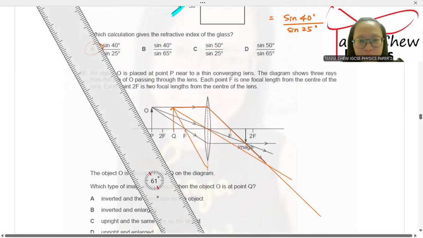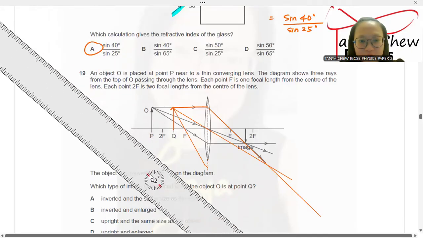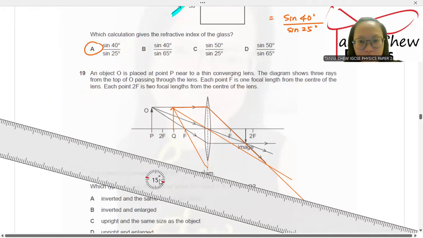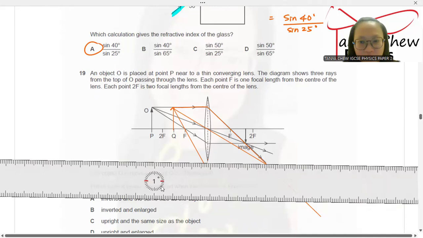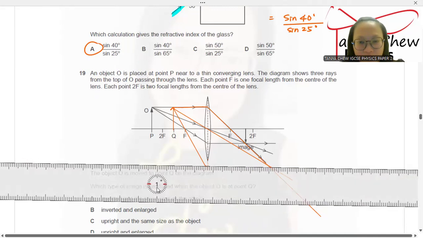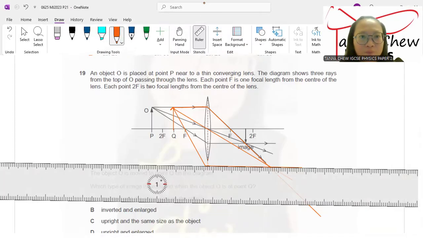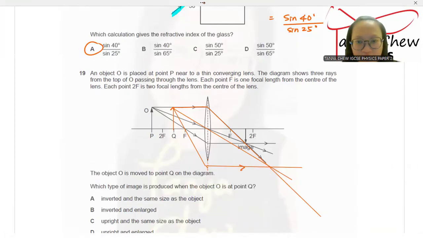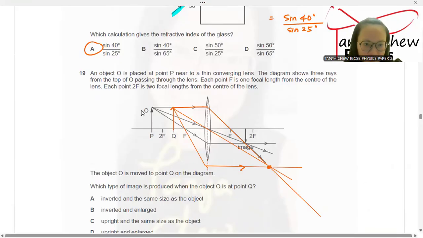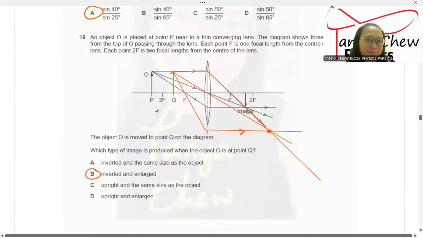It will be refracted horizontally. Might not be very nice, but I try my best. Therefore, here you could see the intersection of all the rays gives you the location of the image. I could see that the image is definitely larger and inverted. So B is the answer.